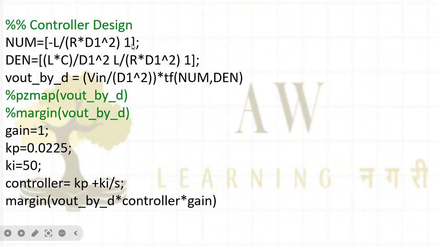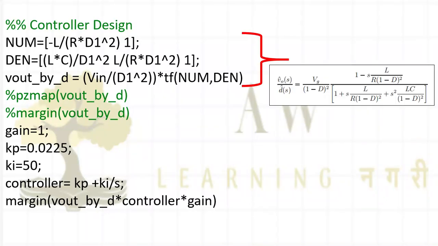Now the controller: the numerator, denominator and V0 by d, where is it coming from? You know this from lecture number 3, I guess. We have seen this important transfer function, V0(s) by d(s). The same transfer function I am using here.